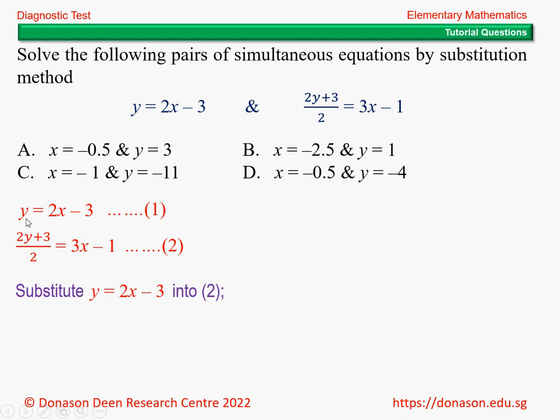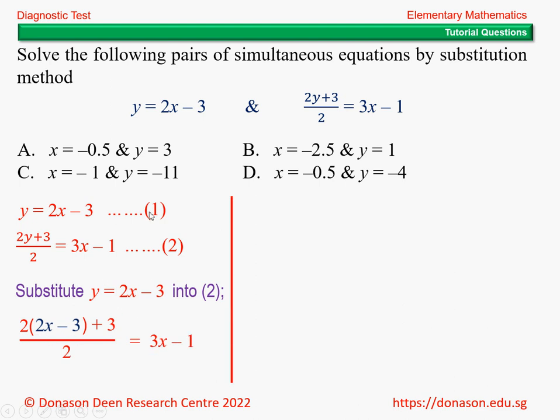Now in the first equation, y is already the subject of this expression. So y is simply 2x minus 3, right? So if we go to the second equation and we look at the y here, we need to get rid of this. So we're going to replace this y here with the 2x minus 3. So 2, and then I put a bracket because I'm just going to replace the y with 2x minus 3.